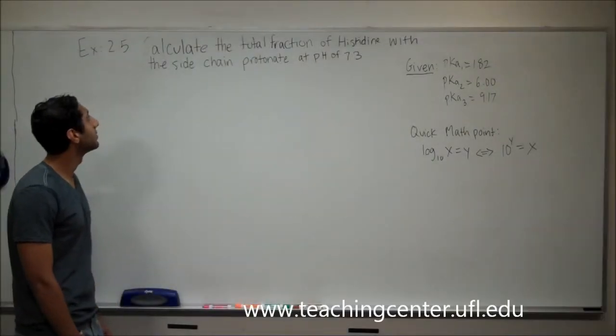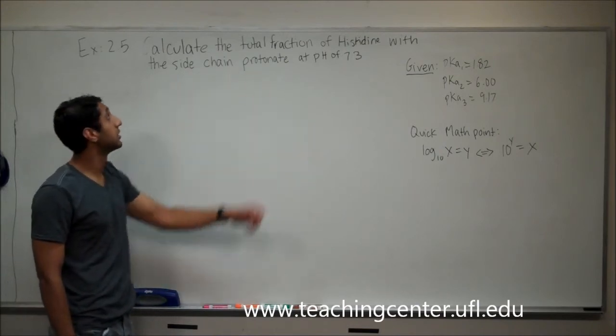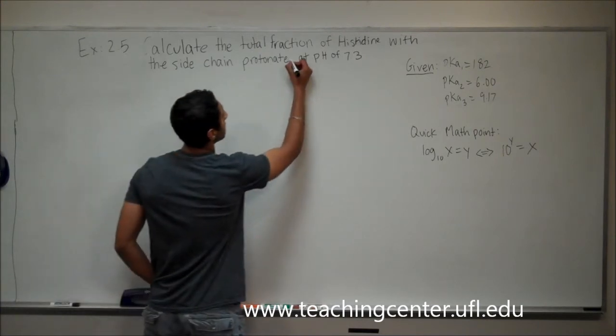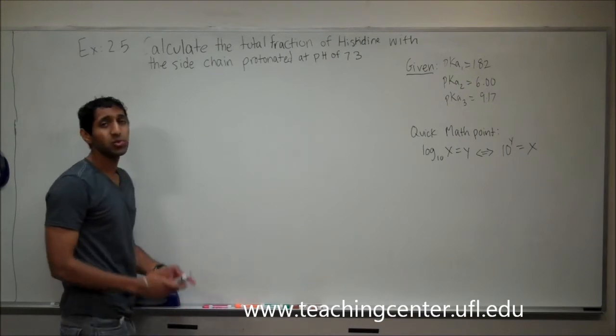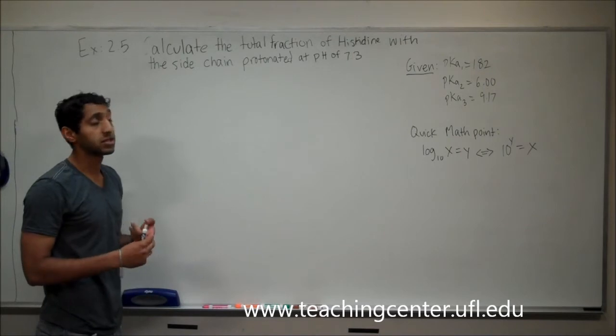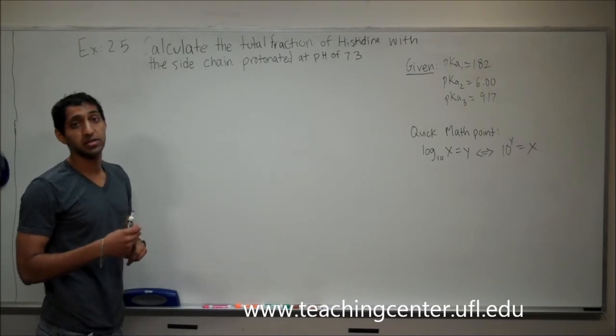5. It basically asks you to calculate the total fraction of histidine with a side chain protonated at a pH of 7.3. There's two major concepts involved in approaching this problem. First, you need to have a decent understanding of acids and bases, as well as how amino acids behave under those circumstances.